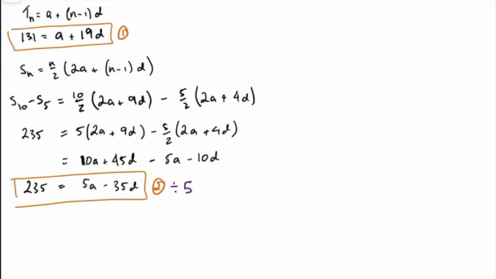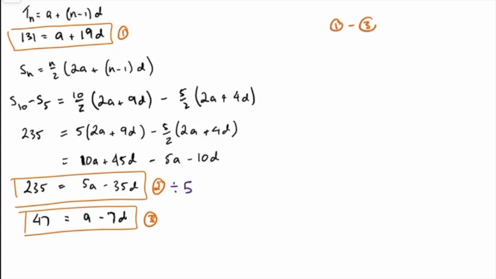And that is going to lead us to 235 divided by 5, which is 47. Alright, then we have A and 7D. So that is our next equation. So that's going to be equation 3. Okay, and that's the two equations we're going to work with, is 1 and 3. And what we're actually going to do is go equation 1 minus equation 3. Equation 1 minus equation 3. So let's set that one up.